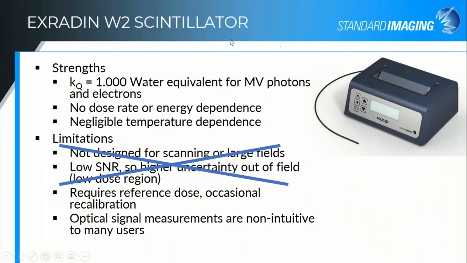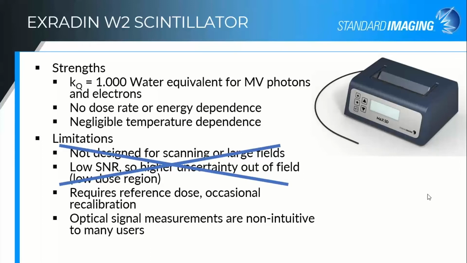So with the W2, we've kept all the strengths of the W1. It's the exact same fiber, just with a smaller active region on the W2 1x1. And we've gotten rid of a couple of the limitations that the W1 had.